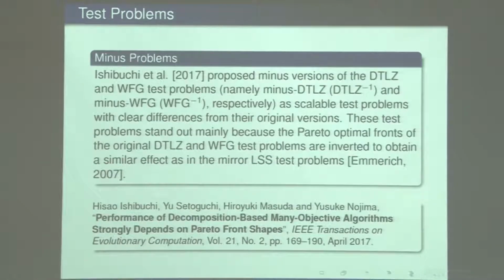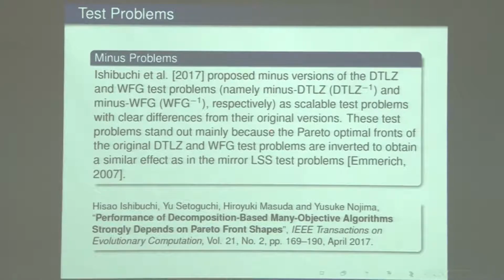So it's quite interesting. More recently, and this is also a very, very recent result from Ishibuchi, he presented this first in 2015, but 2017 has a full paper on this. He proposed what he called the minus versions of the DTLZ and the WFG test problems. This is nothing but the inverted test problem, 1 divided by the original test problem.